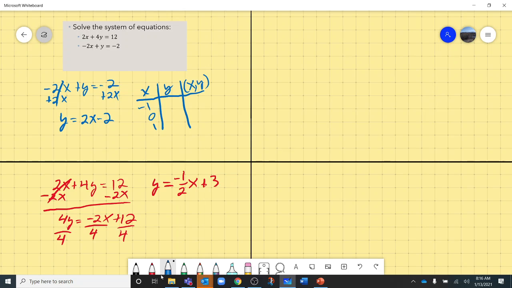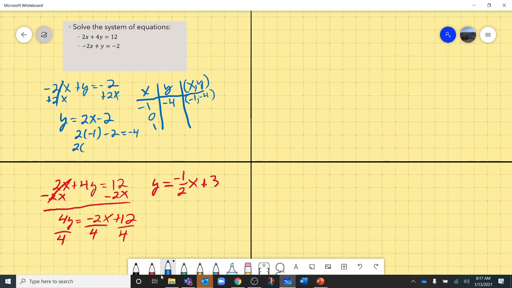If I plug in a negative 1, then I get 2 times negative 1 minus 2. 2 times negative 1 is negative 2. Negative 2 minus 2 would be negative 4. So my ordered pair is negative 1, negative 4. If you're ever doing this table and when you start to draw the graph, you have 3 points and they don't all line up, then you probably did something wrong when you plugged it in. Just a way to double check your answer.